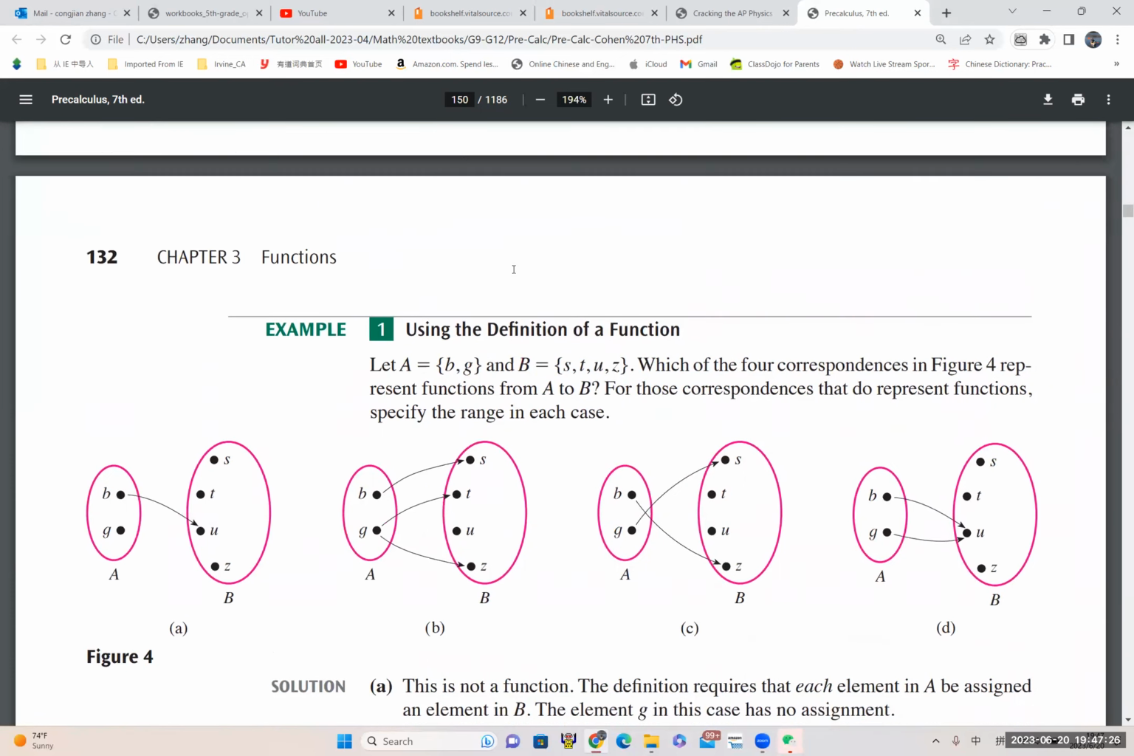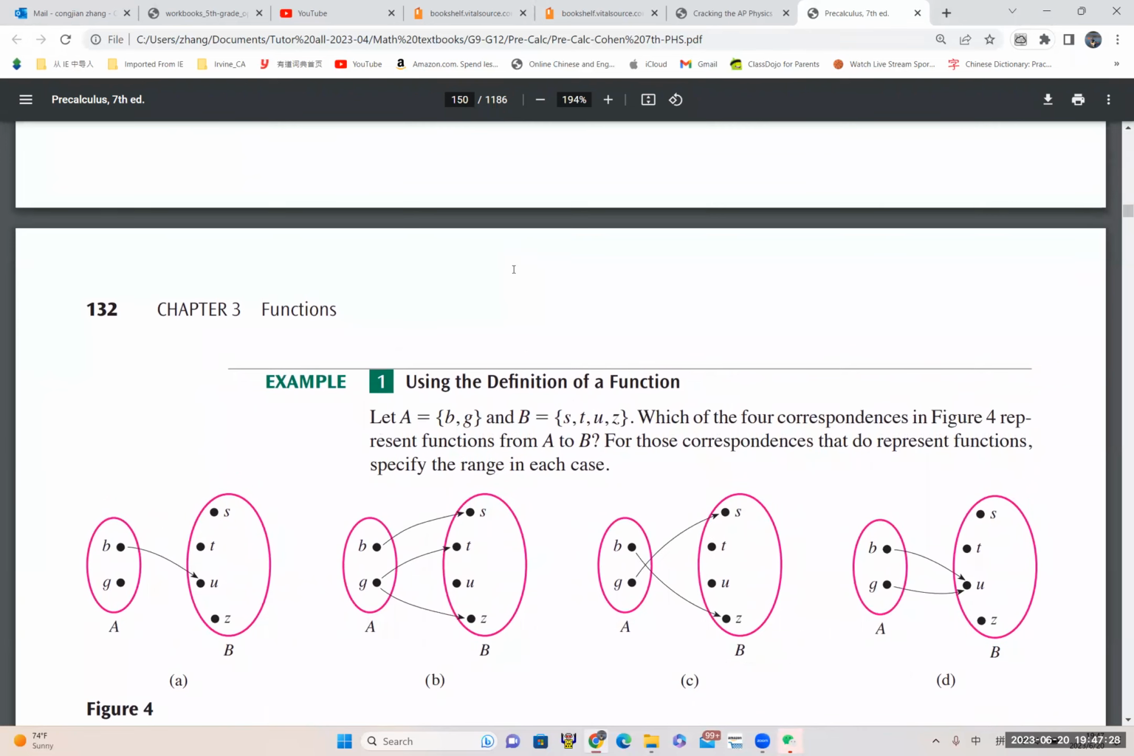Which one is function? What's this mean? Let A, B, G, B, S, T, which of the four corresponds in figure 4? Represent the function from A to U. Okay, which one do you think is function? B and C. So C, D, and A are function. Right.